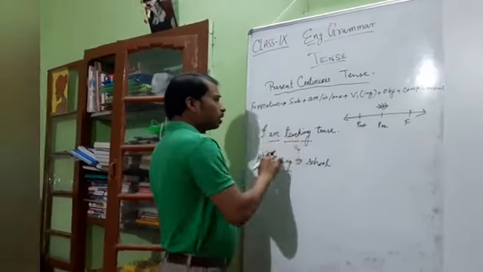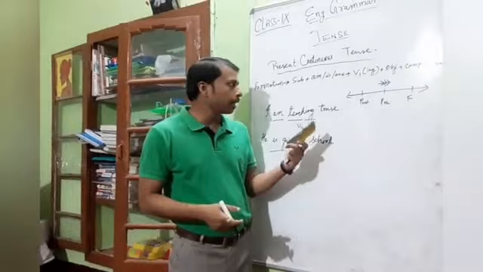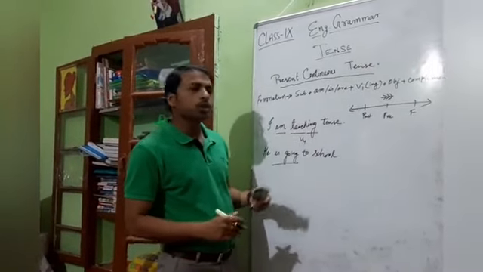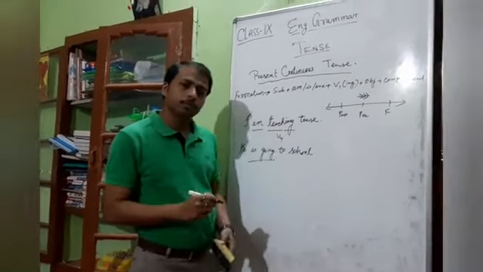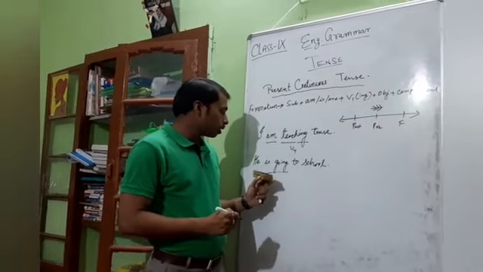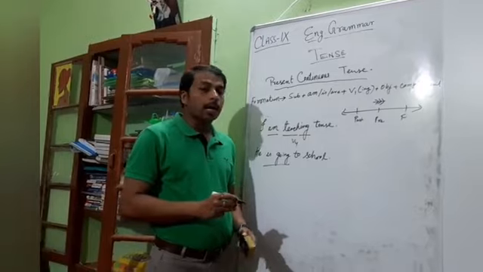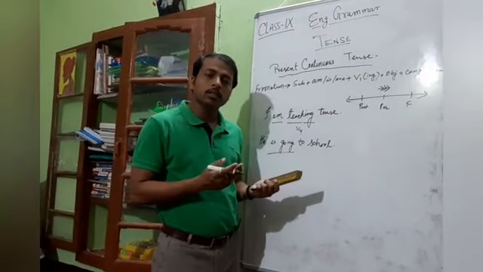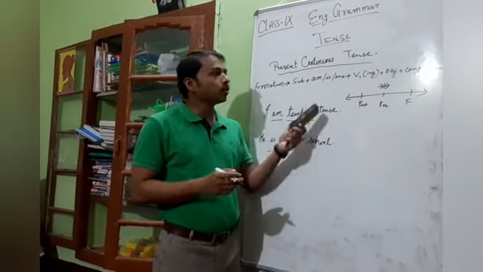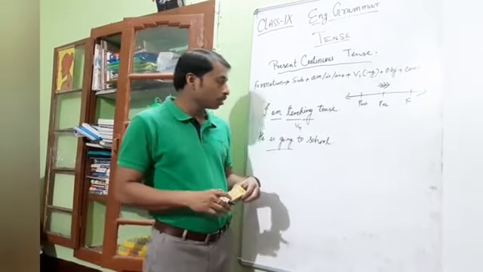Now the use of am, is, are. I hope you know. Still, again let me tell you. Am is used with first person singular number. Is is used with third person singular number. And with all the rest of the persons, singular and plural, we use are. So keep this thing in mind.